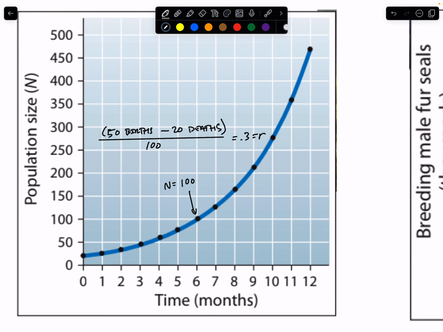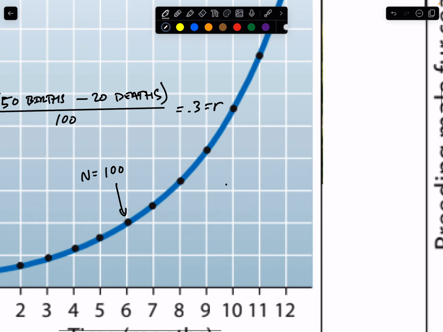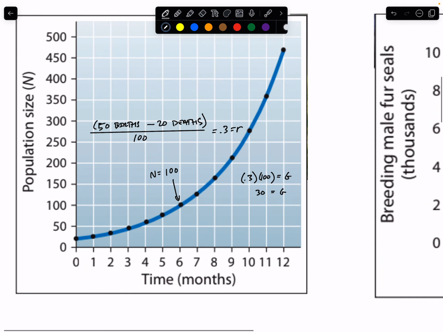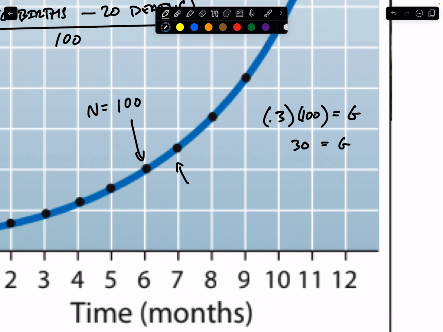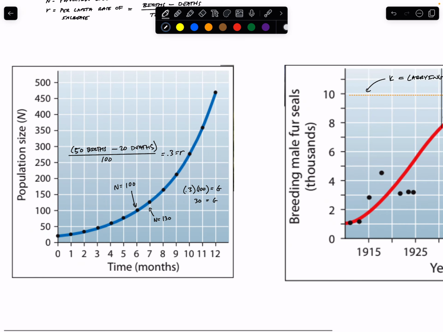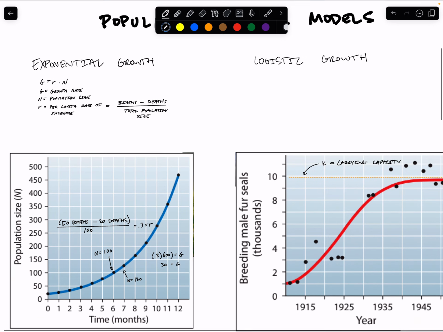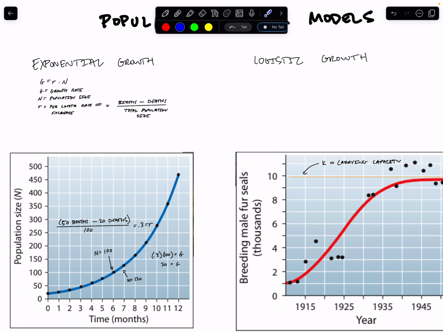Now, we can use this equation, 0.3, which is our R, times 100, which is our N, to give us our growth rate, which is G. We find, when we do the math out, that G is equal to 30. And if you look at the next time point here, you can see that we have added 30 individuals to our population. So now our new N here is equal to 130 individuals. Okay, so G equals RN.